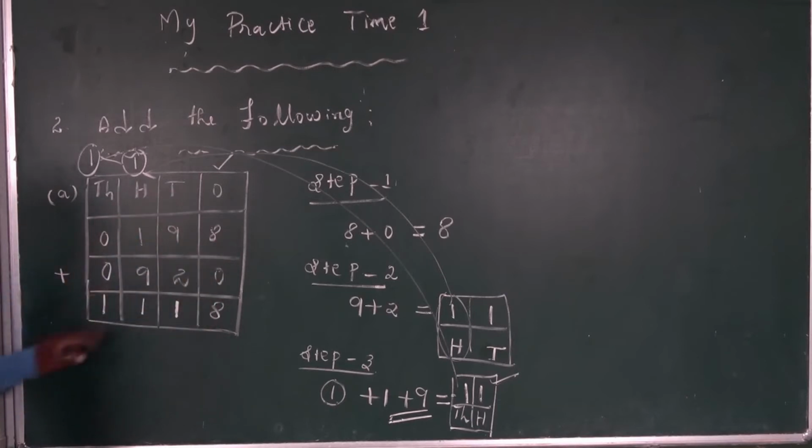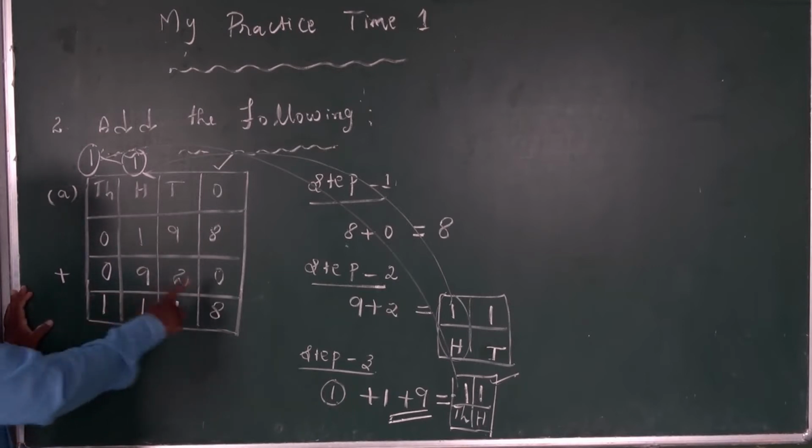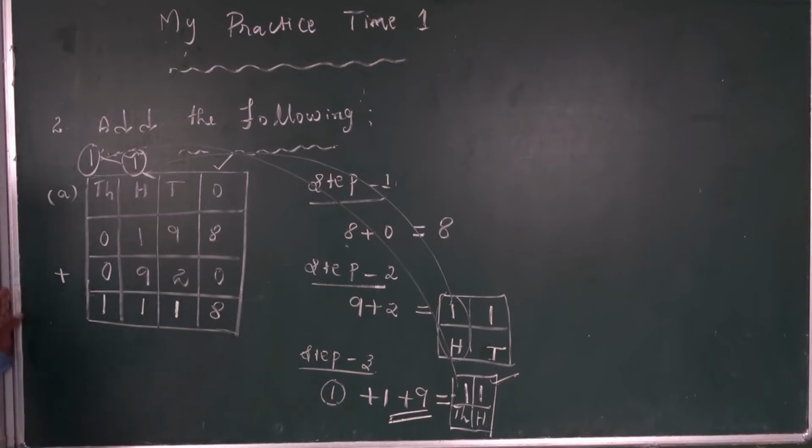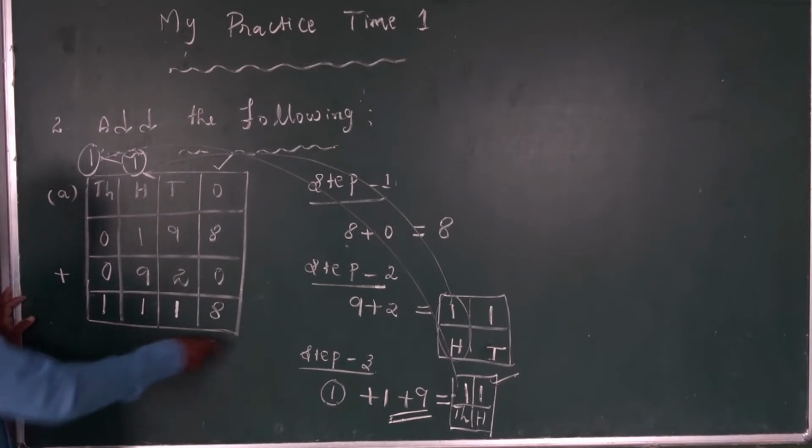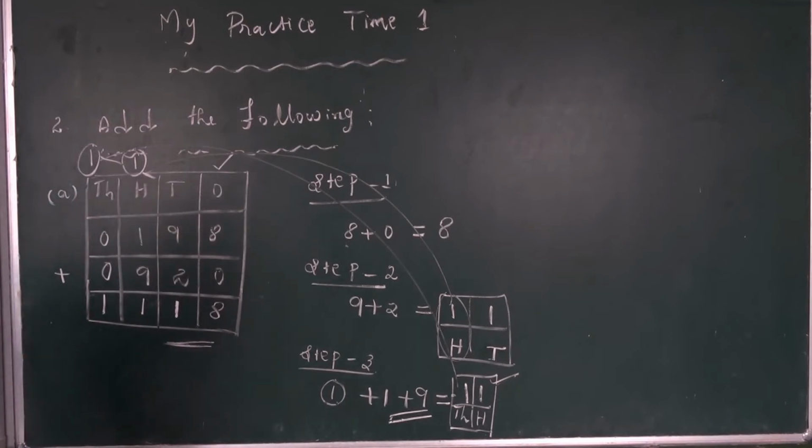1118. So the sum of two 3-digit numbers, 198 plus 920. Our answer is 1118. Next is the second one.